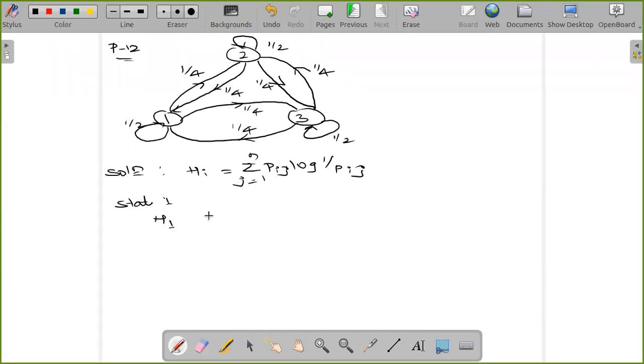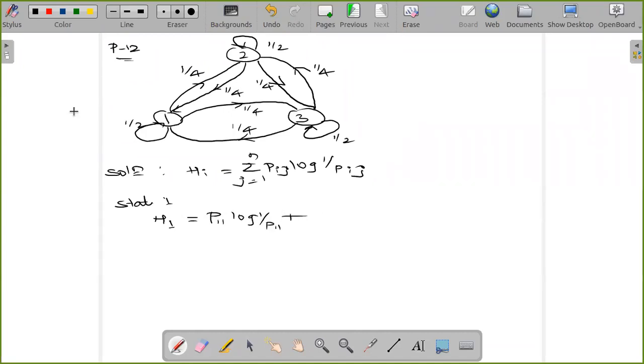I equal to 1 here, H1, right? Now I will expand this summation by putting in the values. State 1 remains in the same state with the probability of 1 by 2. So P11 indicates remaining in the same state from 1 to 1. P11 log 1 divided by P11, plus, in total we have three states.